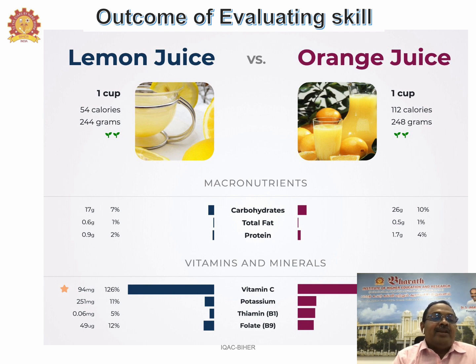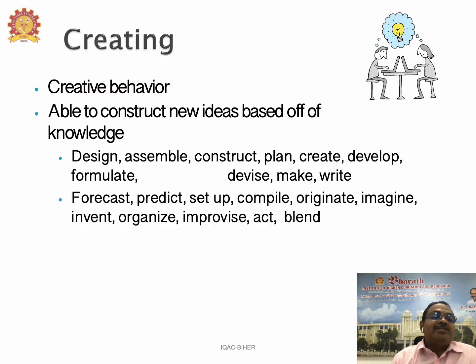Similarly, if that lemon is compared with any other fruit and we check the parameters, finally we come to the conclusion that if anybody wants vitamin C, kindly go to lemon juice. So this is the type of skill, or that learning, in the form of evaluating skills. If your knowledge, your concept, or your technology is at that particular level, then that level is nothing but the evaluating level of the cognitive domain. The final level is creating.